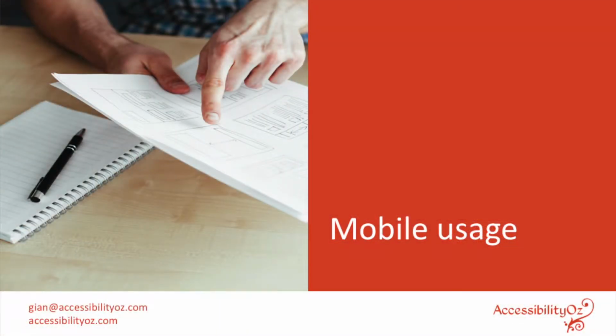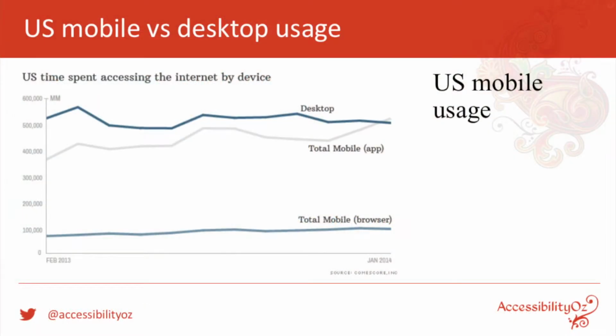So let's have a look at mobile usage. In January 2014, what happened is people, when they spent time on digital, ended up spending more time on mobile or tablet devices than they did on a desktop. So it's really important, even if you think your website or your mobile app's not going to be used on a mobile, it will be.